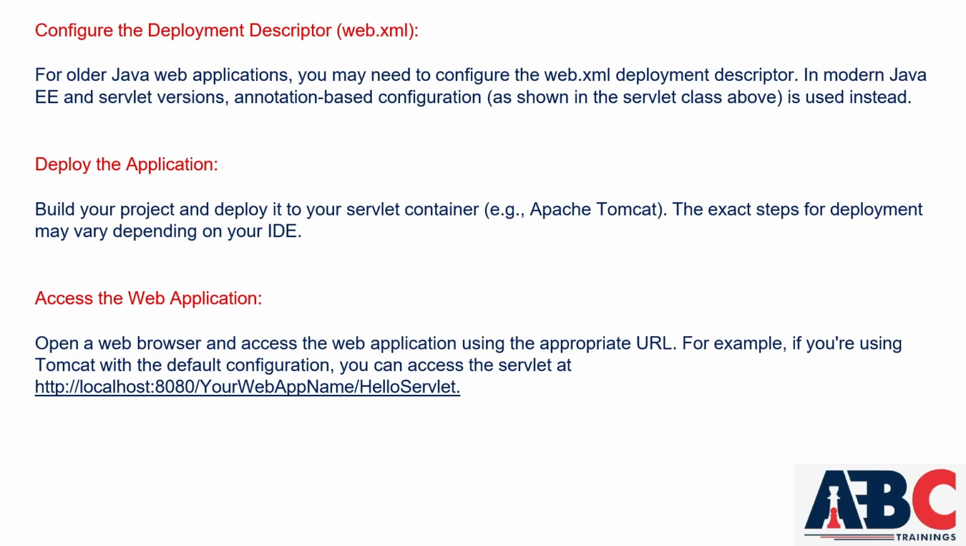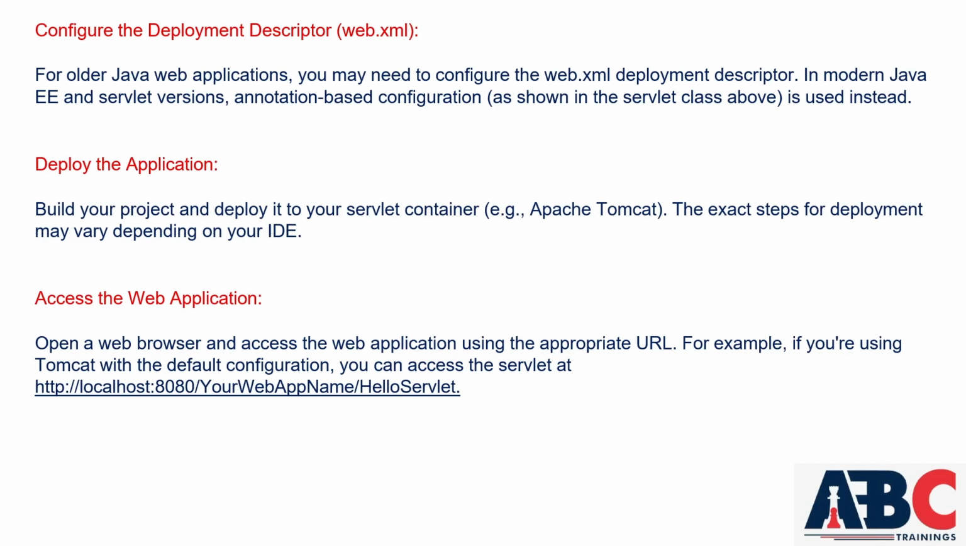Access the web application, which means open the web browser and access the web application using the appropriate URL. For example, if you are using Tomcat with the default configuration, you can access the servlet at localhost, then your web application name, then hello servlet. So let's see the example of servlet.